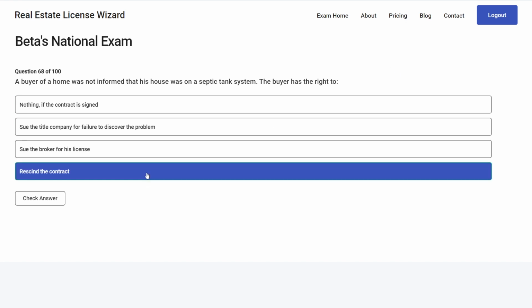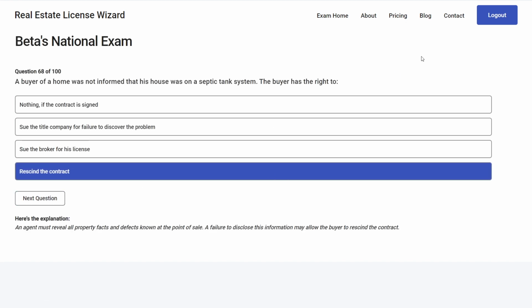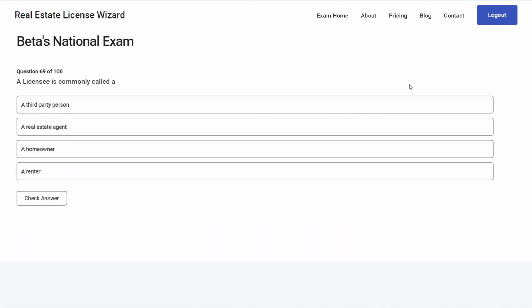Rescind the contract is our answer here. So an agent must reveal all property facts and defects known at the point of sale. A failure to disclose information may allow the buyer to rescind the contract. It's true. Pretty straightforward. Our next one, 69.